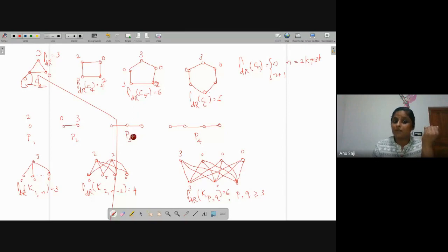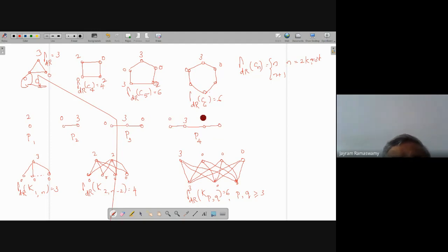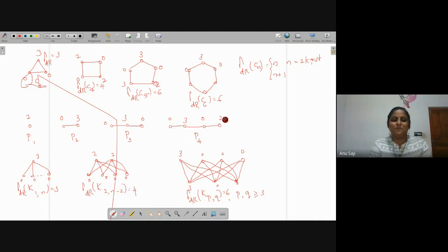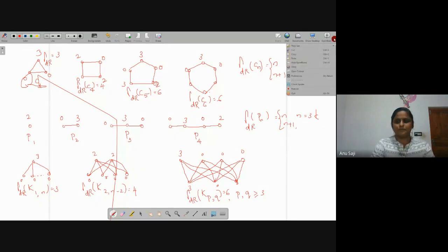For P3, 3 will be enough. Okay. But for P4, 6. We don't need 6. Then you will have to go to 4. No, 4 won't work. 5. Okay. So for paths, we have the theorem: gamma dr of Pn is equal to n if n is a multiple of 3 and n plus 1 otherwise.